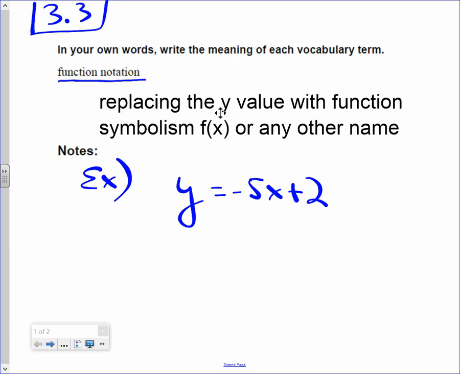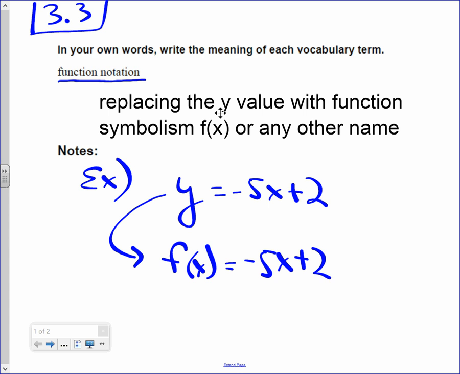So look what I'm going to do. I'm going to change this to function notation. Y equals negative 5x plus 2. The higher level mathematicians, when you get to calculus and higher differential equations, engineering math in universities, when you have a two variable equation like this, a function, they replace the y with f of x. The function at x equals negative 5x plus 2. We call this function notation.